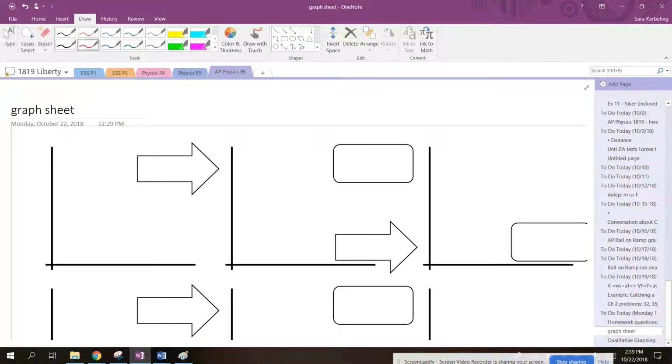So in each of these cases, we're going to start with a displacement versus time graph. I'm going to give you the displacement versus time graph, and then we're going to build the velocity versus time graph and the acceleration versus time graph from it.